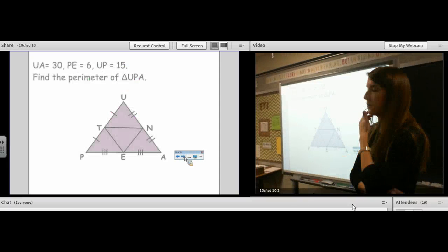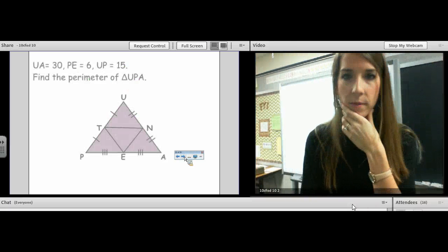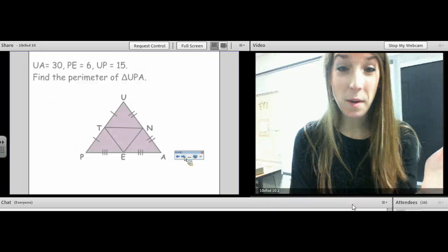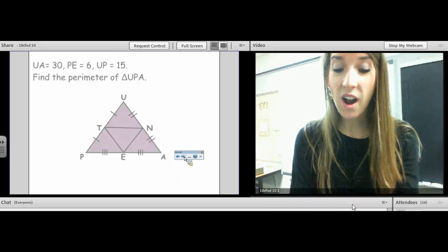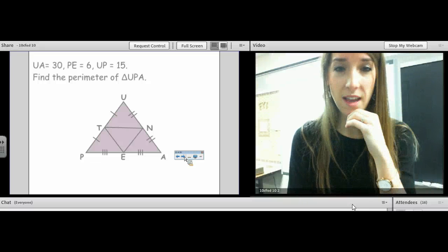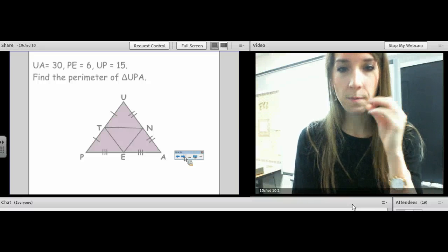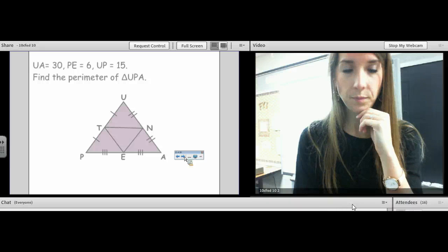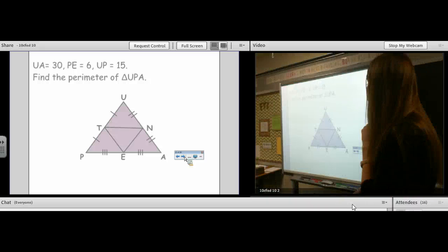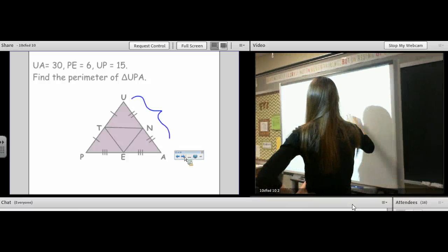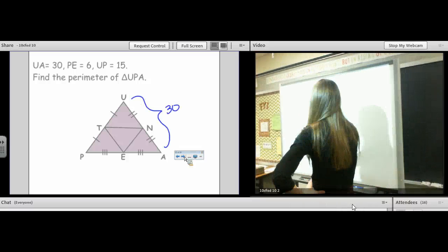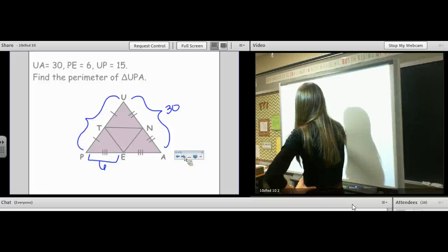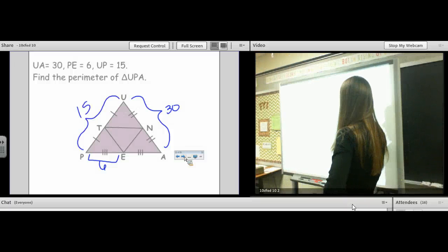I'm actually going to have you do this one. This is going to be our last whiteboard problem because I need to give you time to work on your review sheet and ask me questions. We have not talked about mid-segments in a long time. I taught a lesson on it, we had a worksheet, and then that was about it. So this is a mid-segment problem. TN, TE, and NE are all mid-segments. UA is 30, PE is 6, UP is 15, find the perimeter of UPA.